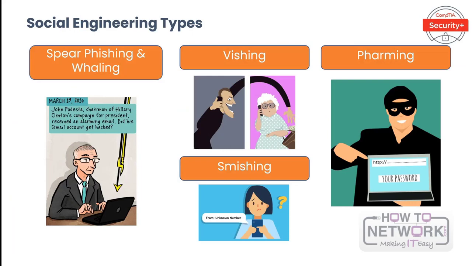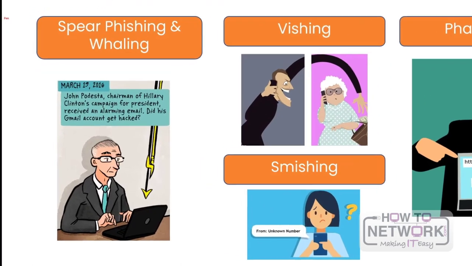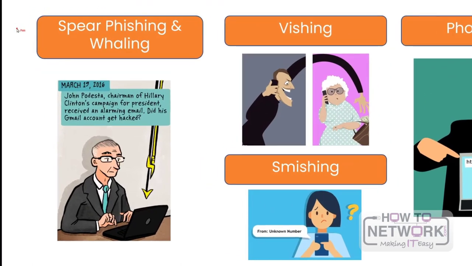Now, related social engineering methods with slight differences from basic phishing include the following. First is spear phishing and whaling, right? Spear phishing is a targeted version of phishing, where phishing often involves mass emailing. Spear phishing goes after a specific individual. Now, what is whaling? Whaling is identical to spear phishing except for the size of the fish. Whaling employs spear phishing tactics but goes after high-profile targets such as an executive within a company.